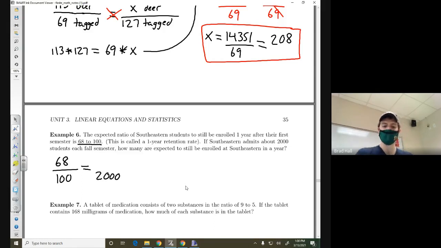Again, this is kind of an easier problem, but I wanted to show everybody something a little bit more relevant. So we're trying to figure out the numerator here, x. How many students are going to stick around? And so we can cross multiply. I mean, ultimately, we're just finding 68% of 2,000. And this is kind of the derivation behind why we look at that in particular. So 68 times 2,000 is equal to 100 times x.